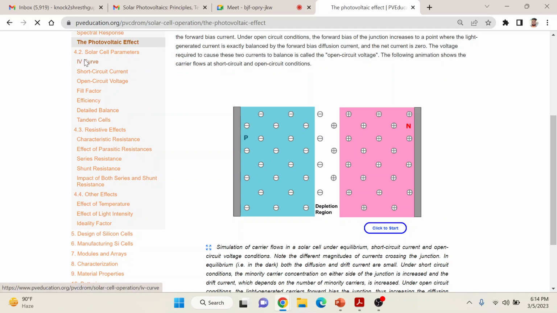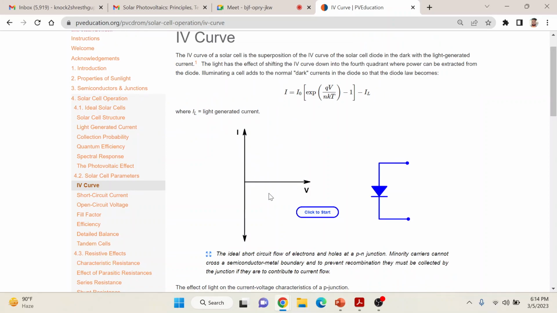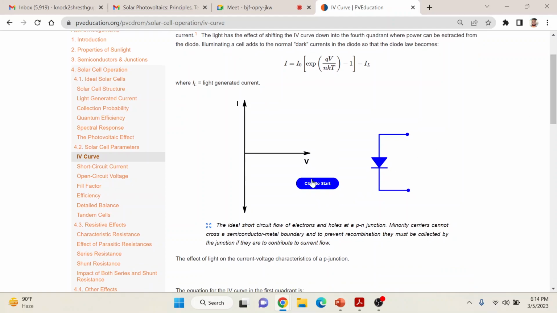So if I talk about the IV curve, Melee, the IV curve is the current versus voltage curve. The IV curve of a solar cell is a superposition of the IV curve of the solar cell diode in the dark with the light generated current. The equation is I equals I naught times exponential of qV over nkT minus 1, minus IL, where IL is the light generated current. Without illumination, a solar cell has the same electrical characteristic as a large diode. You can see the IV curve.